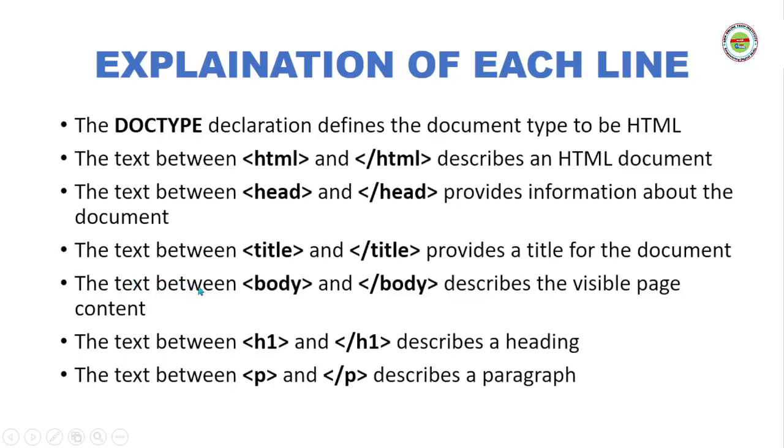Now the text between the opening body tag and the closing body tag describes the visible content. Everything that we want to be visible within our website needs to be between this opening body and this closing body. That is what we refer to as the body tag. Now the text between h1 tags describes the headings, and we will talk about this one. Then this p tag and the closing p tag are talking about paragraph tags.